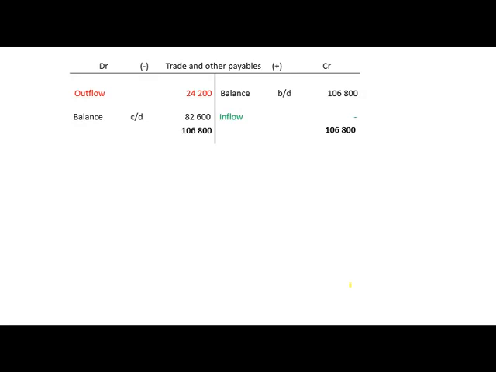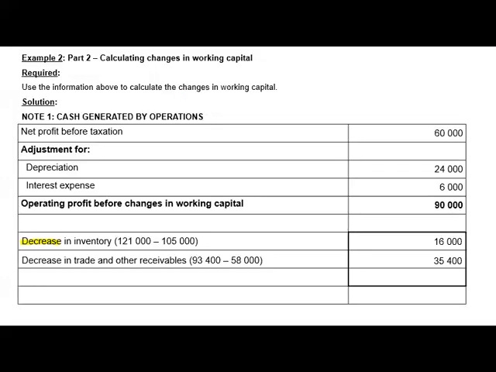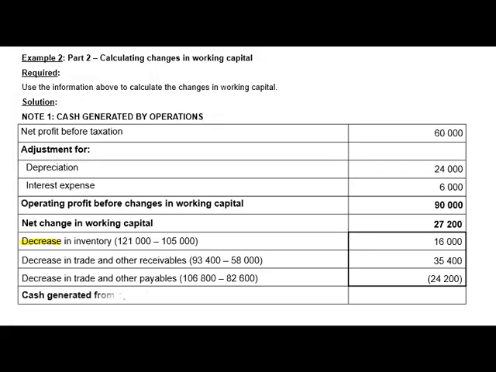And please check out the next video as we finish this off. And this is how we'll find our changes in working capital. So that 90,000 plus 27,200 will give you cash generated from operations. You are going to put this as cash generated from operations under operating activities in the statement of cash flow.